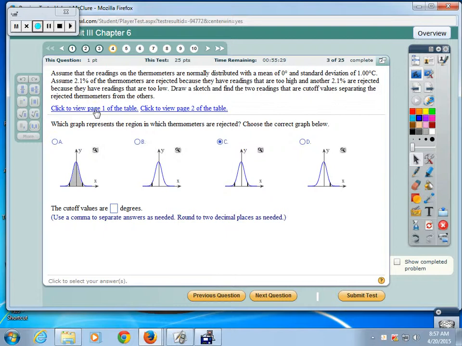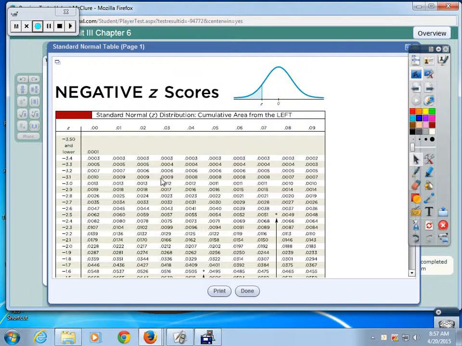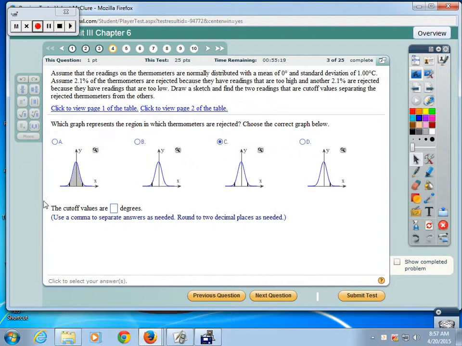So look up your handy dandy table. Negative 2.10 is 0.0179. Or did I look up the wrong one? Oh, we got to do the area. We got to get the z-score.